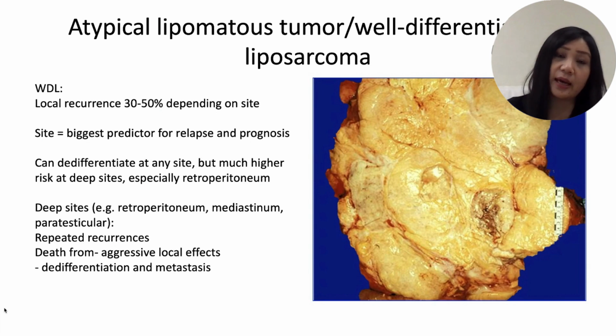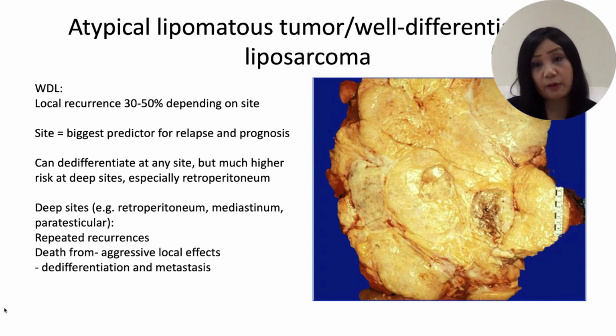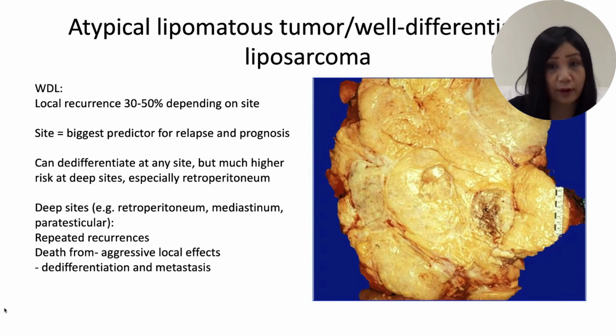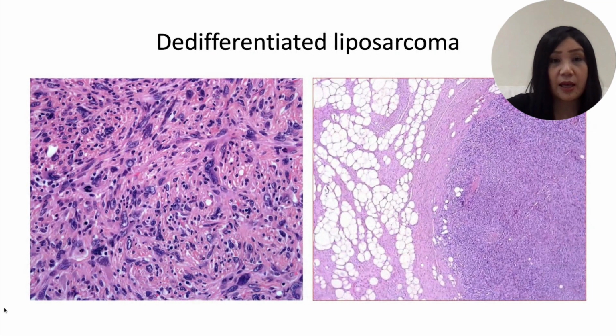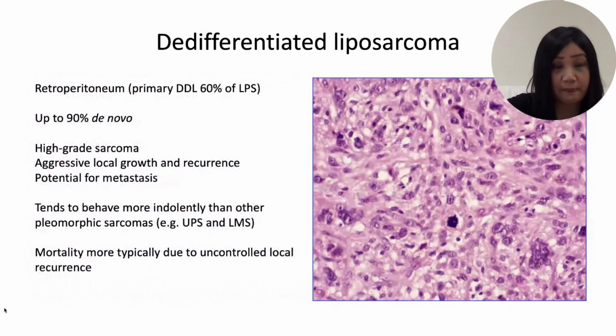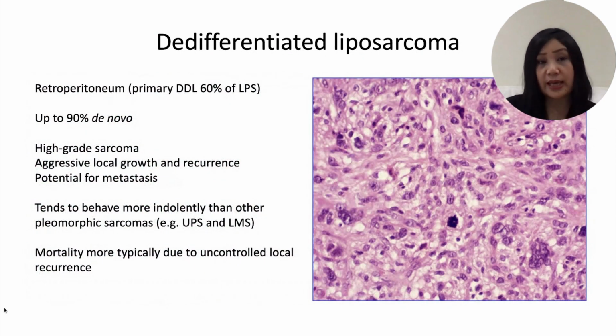In these sites, patients frequently have repeated recurrences, with death from aggressive local recurrence, or more rarely from dedifferentiation and metastasis. Dedifferentiated liposarcoma occurs most frequently in the retroperitoneum, although up to 90% occur de novo. About 10% discernibly dedifferentiate from well-differentiated liposarcoma.